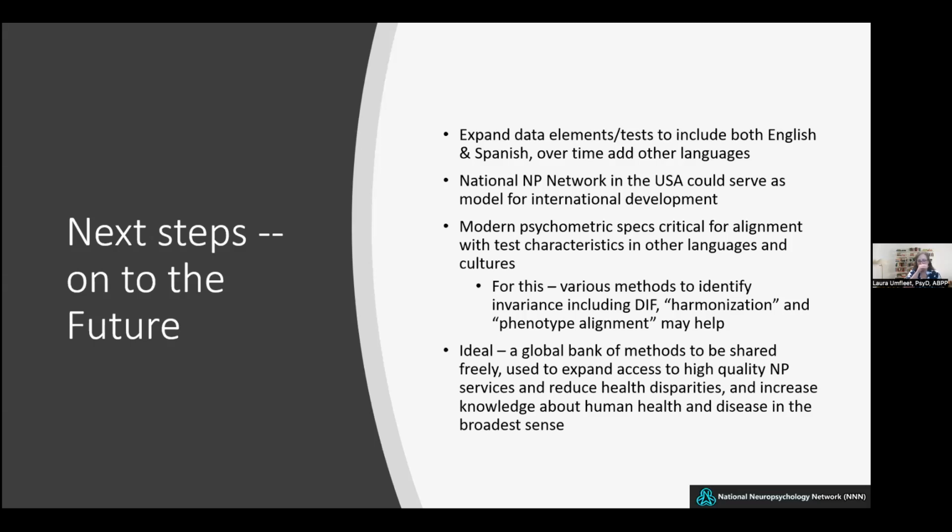So the next steps: we're currently under review for renewal, where we're going to expand elements of the technologies to include both English and Spanish. And then we hope to add other languages over time. And we think that this network could serve as a model for international development as well. And we think that this will be great for us to look at different methods for improving the psychometric properties of the measures that we give. Ideally, we can have a global bank of methods to share freely and be able to benefit from each other, such as different networks like ENIGMA or ADNI, where we're all coming together to learn from each other and to improve the measurement that we use and to help our patients.